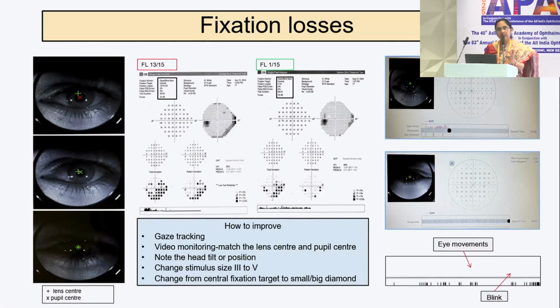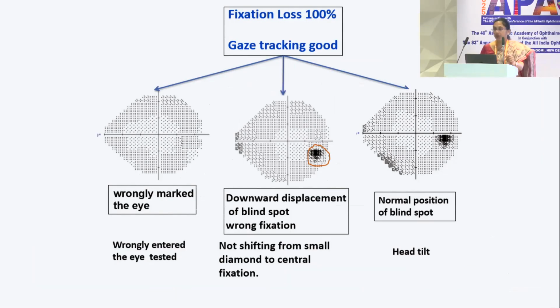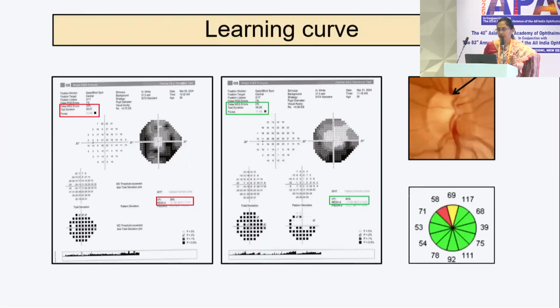So when the patient is again explained how to perform the test, how to fix properly, the test results do improve, as seen in the pictures in the center. So we have seen 2-3 examples where there are high fixation losses. It can happen with a wrongly marked eye, and also with a wrong fixation resulting in downward displacement of the blind spot, and also because of the head tilt when again the stimuli fall on the blind spot area, and hence there is an increased number of fixation losses. So when we see increased fixation losses, we must think that one of these could be there, and the test has to be properly done again after explaining the thing to the patient.